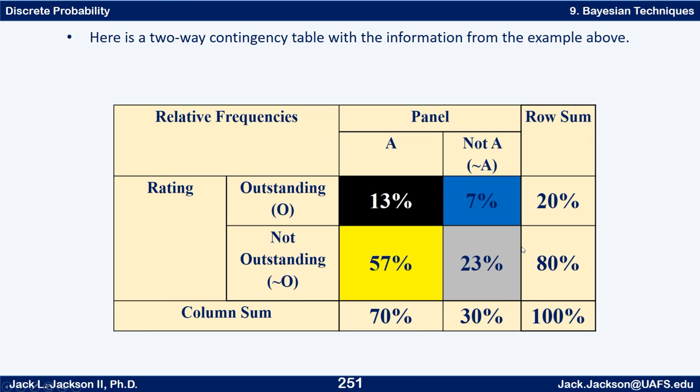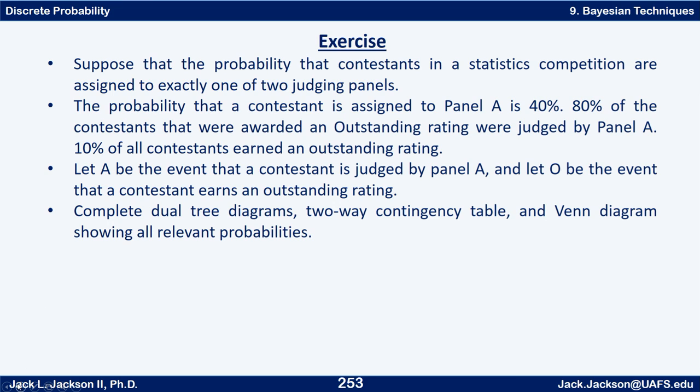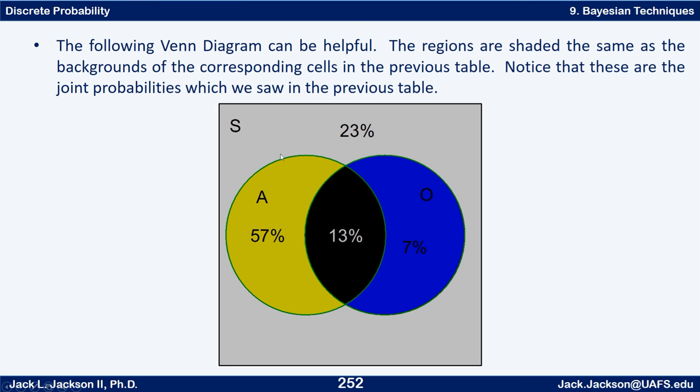We could also represent these four values here in a Venn diagram. And so remember what they are and look at the colors. 13%'s got the black background, 7% here, and so forth. And here's the same things with the same colors. So A is here. This is A. A is these two put together. So this yellow part here is A and not outstanding. This is A and outstanding. This is outstanding and not A. And the other 20% is neither A nor outstanding. And those are the four pieces there.